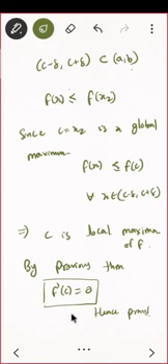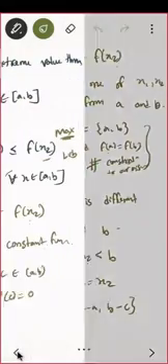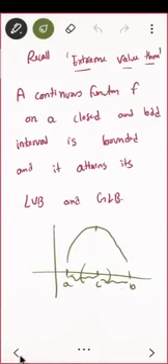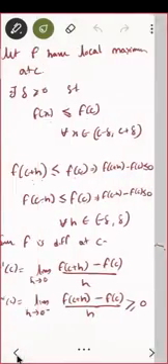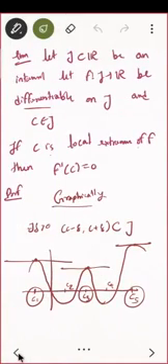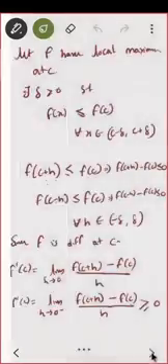Is that clear? Is the proof clear? Think about this proof again. Try to go very slow. Try to see what is happening. I'm using my previous theorem, that is, if I'm having a local maxima or local minima, then f dash of c must be 0. And I told you why this must be 0. You must see my previous lecture.